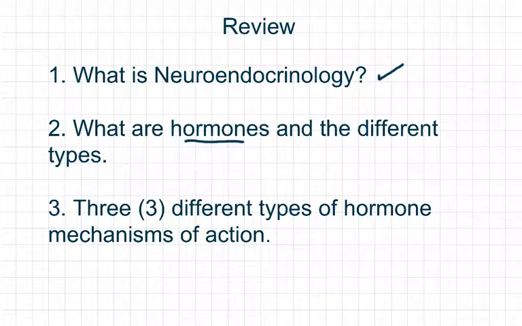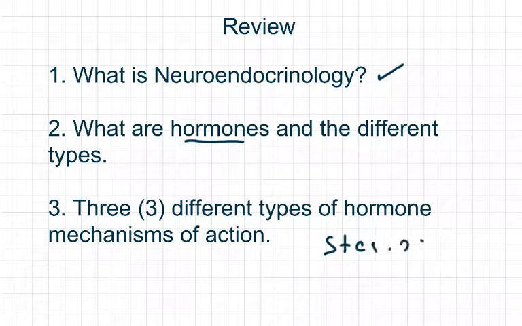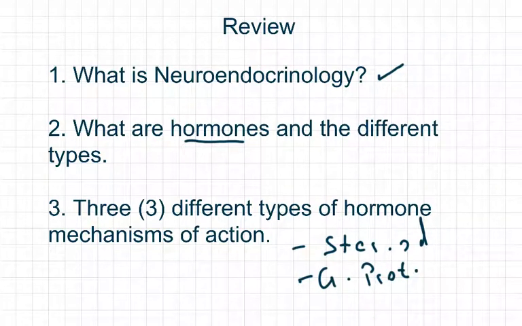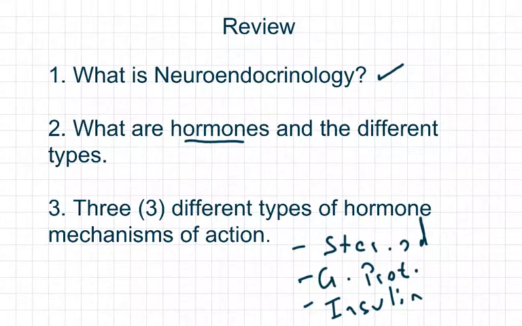The first being the direct action onto the end tissue, and we typically see this with steroid hormones. The second being the G protein, which uses secondary messengers, and we had two different types, with those being phospholipase C and cyclic AMP. And then finally, we had the insulin receptor pathway. And so we're going to build upon this knowledge when we start with the anatomy of the endocrine system.